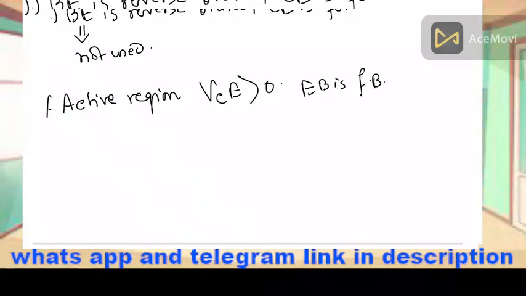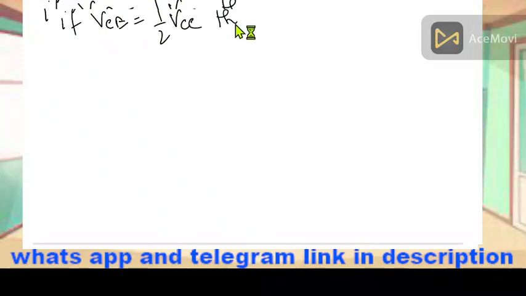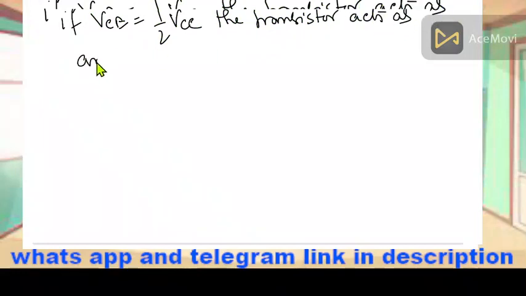Now a transistor can operate as an amplifier if VCE is half of VCC. I told you right now. If VCE is equal to 1 by 2 VCC, the transistor acts as an amplifier. This is the important condition. However, this is a theoretical calculation.